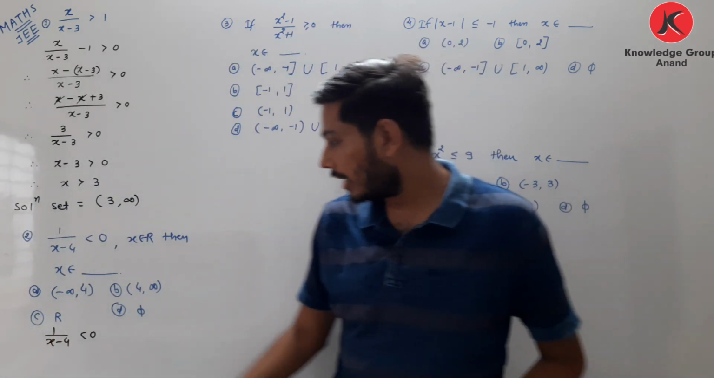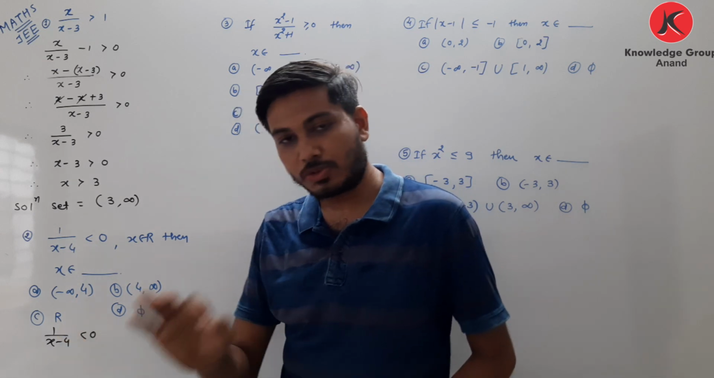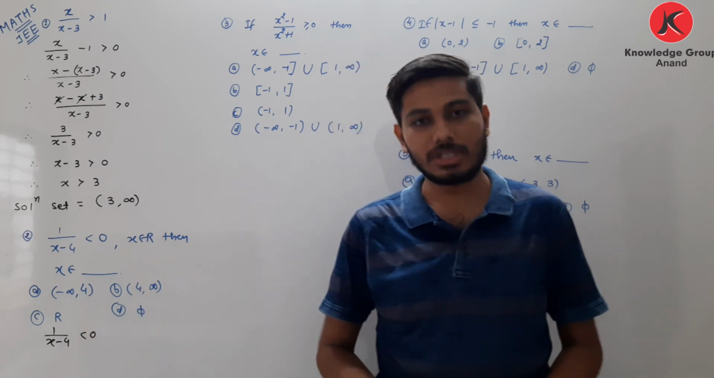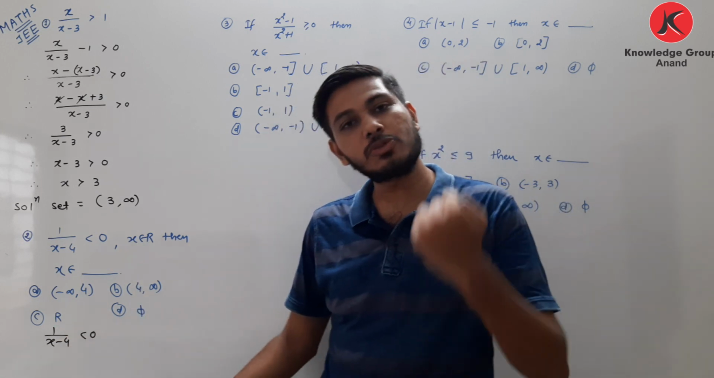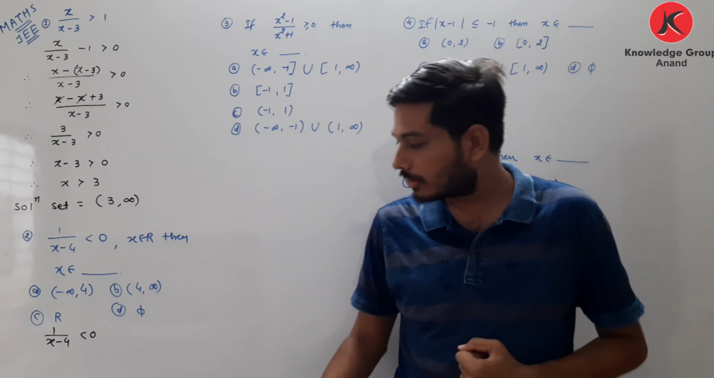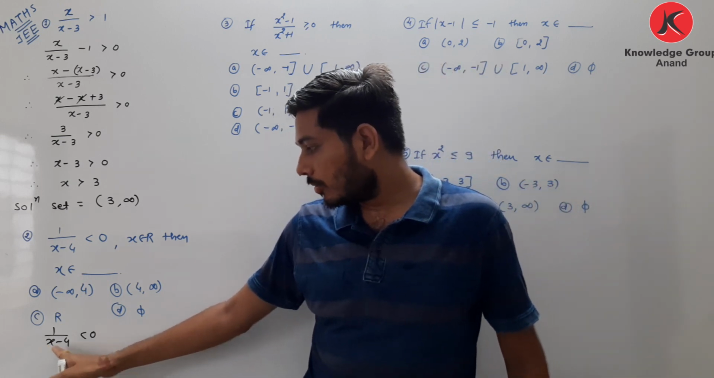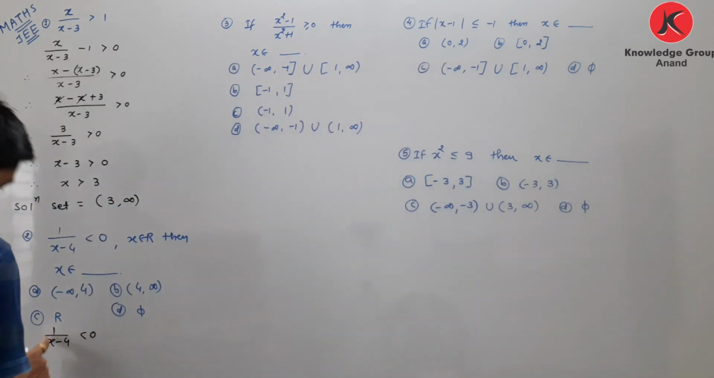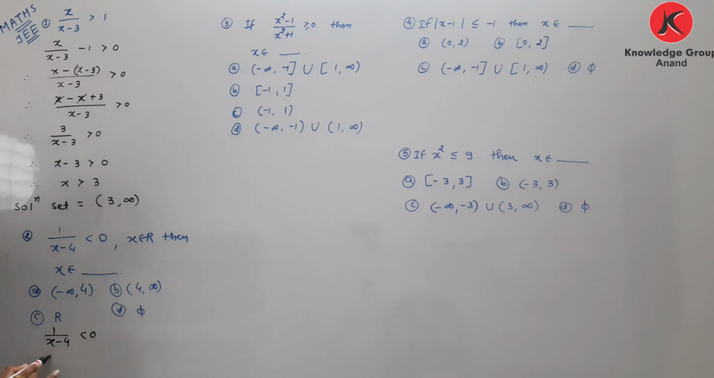We know that if one term is positive and the second term is negative, then the ratio is negative. See here, 1 is always a positive term, that means the numerator is positive. Therefore, the denominator must be negative to get the ratio negative. Therefore, x minus 4 should be negative. Therefore, we can write x less than 4.